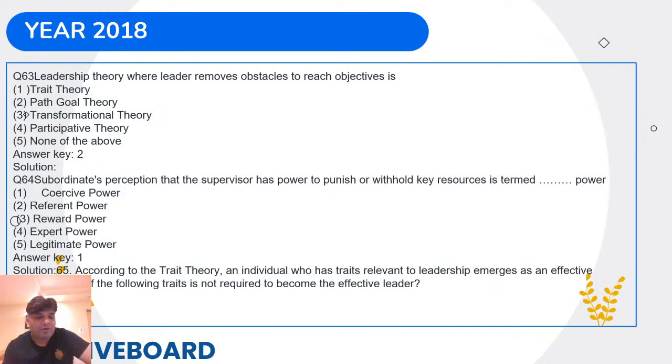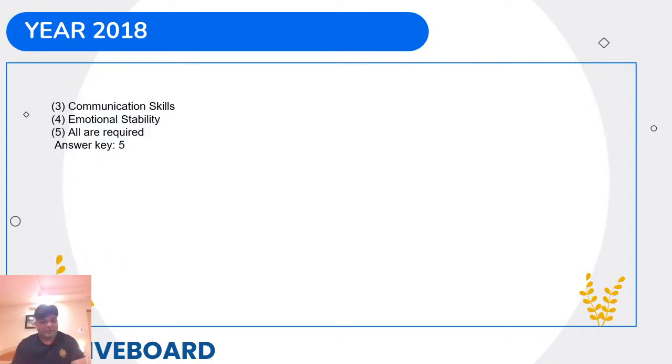Some people have the trait of getting problems solved. Some people have the trait of simplifying problems. Some people have a trait of complexing the problems, right? Complicating the problems. So traits are inherent characteristics of individuals which come to the fore, especially when individuals are placed in a competitive working environment. Okay, so the answer to that is 5. All are required. Okay, so I've covered all of these things in the notes.